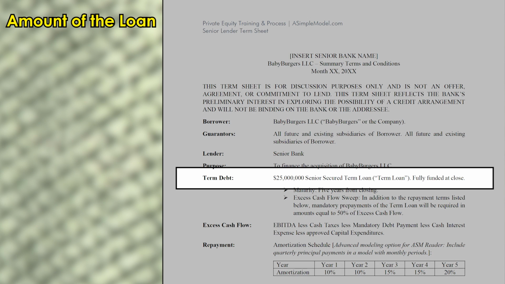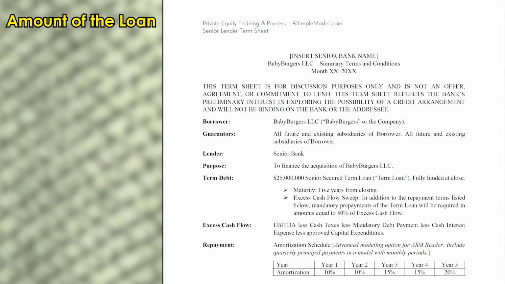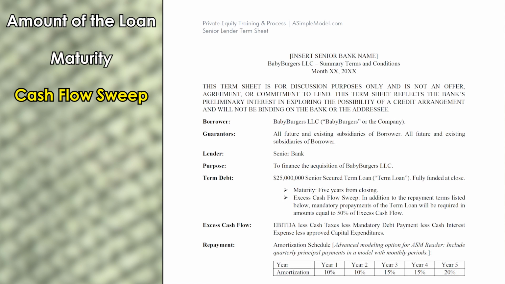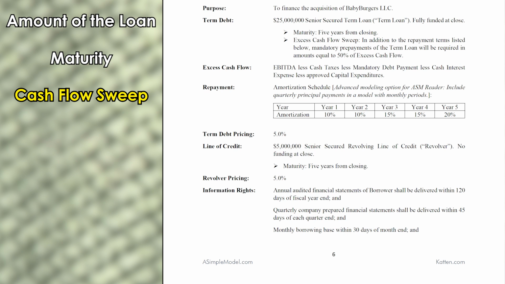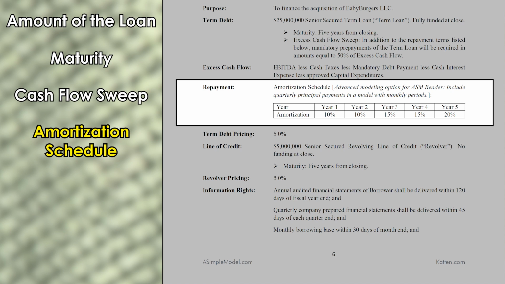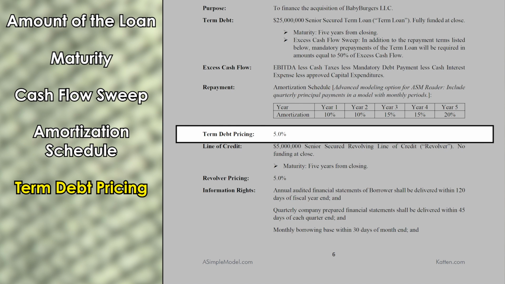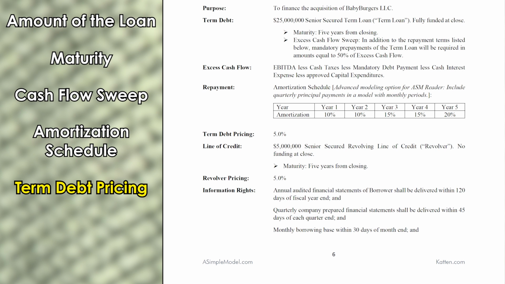The amount of the loan, which is equivalent to $25 million. The maturity, which is 5 years from closing. The cash flow sweep, which is 50% of excess cash flow. The amortization schedule, which communicates how much of the loan must be paid off each year. Next, we have the term debt pricing. And this is the interest rate.